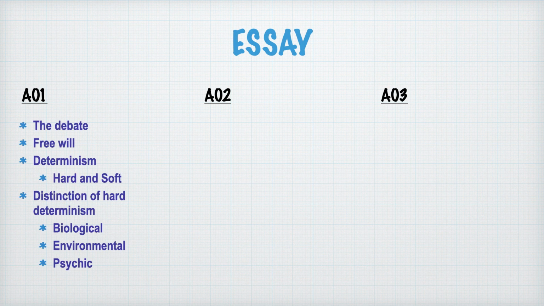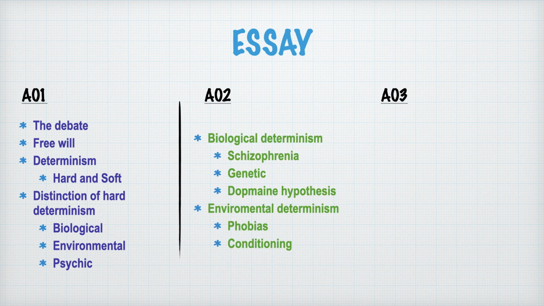So this is what I'm going to do. My outline is very standard. I'm going to start with the debate, explaining what is meant by both sides in some detail, and then I'm going to go into the different types of determinism. I'm going to get my 4 marks of application by talking about schizophrenia and phobias. You don't have to do that. There's loads that you can mention, but that's just what I've chosen.